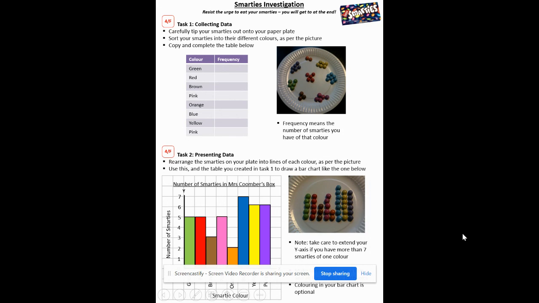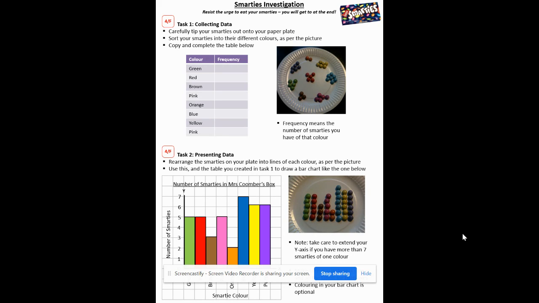Okay, so this is the end of term and this is our data project. So task one for your first lesson is to go out and buy yourself a pack of Smarties or Skittles or fruit pastilles, something that's got different colours of sweets inside it. And task one, which is lesson one, is to collect the data.